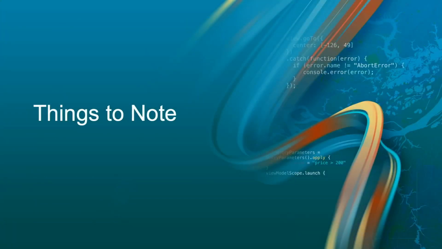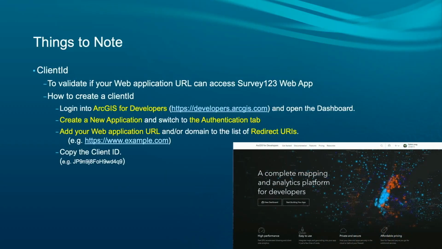Okay. So we talked about some basic functions and properties and gave you some demos. And there is a very important thing you probably want to know first when you're using the JavaScript API. The first thing is the client ID. The client ID is like an API key to secure the application, to validate the application that can embed the survey or access the JS API.